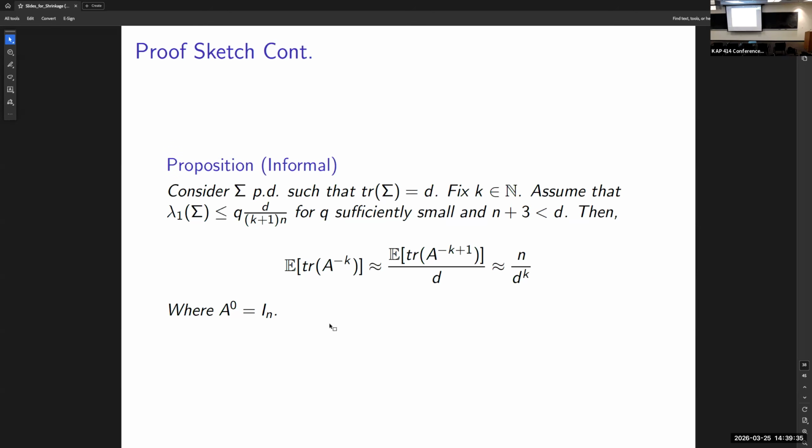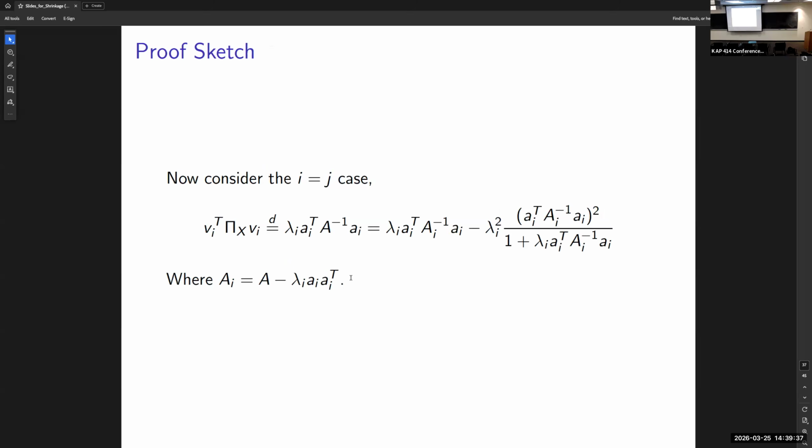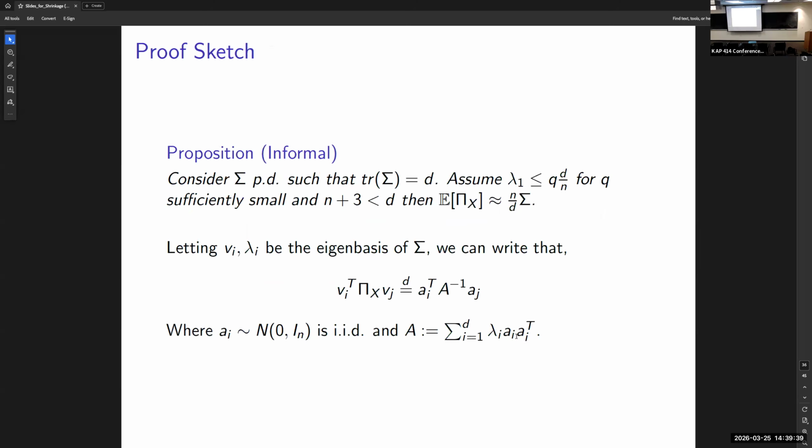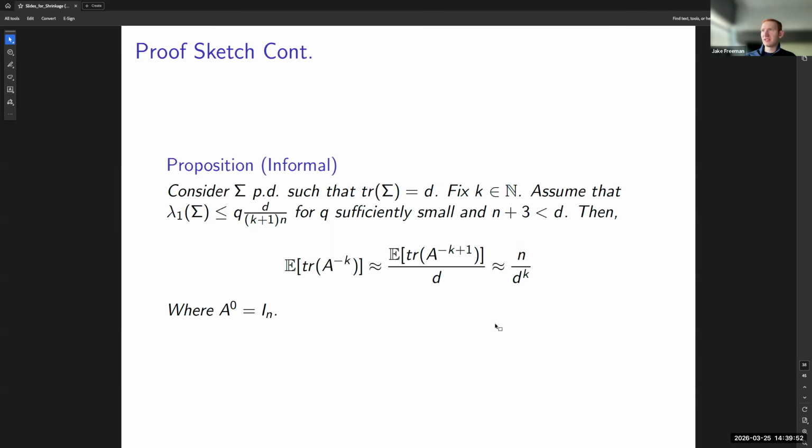So what is your A? Sum of lambda I with Gaussian AI transpose? Yeah. So lambda I is from the empirical covariance or the true covariance? The true covariance. So you need to have some assumption on the true covariance, but yeah.